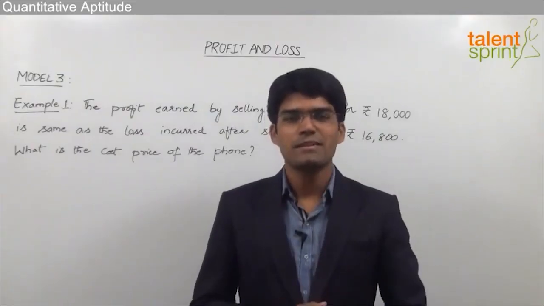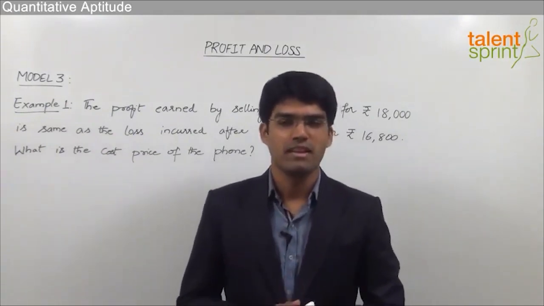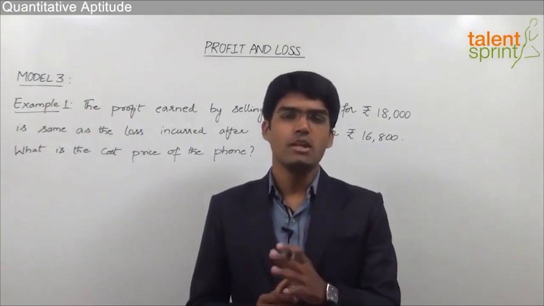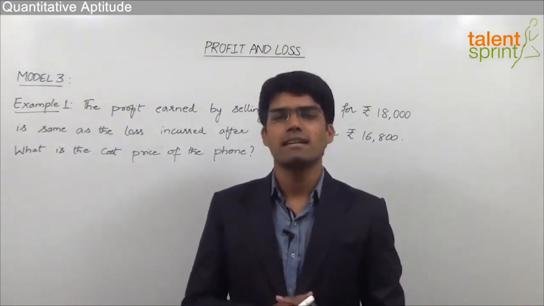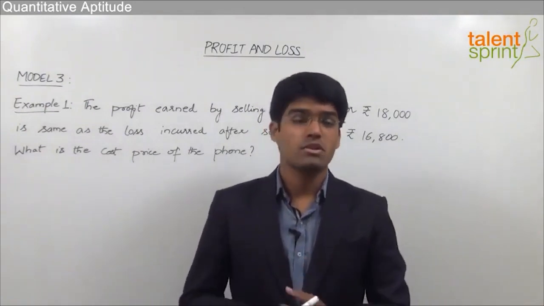Let us now take the third model from profit and loss, which is a very popular question in bank exams. Here the profit made by selling an article at some value is equal to the loss made by selling the article at some other value. And from this data, we are supposed to find out what is the cost price.